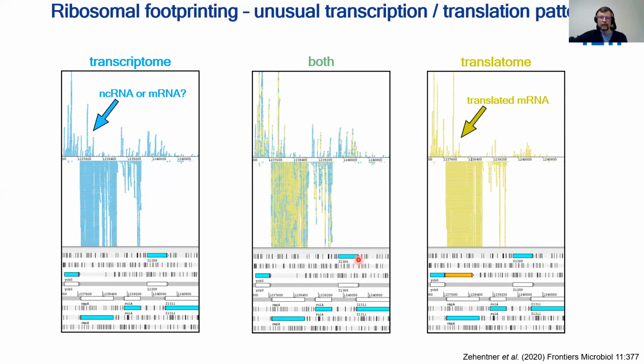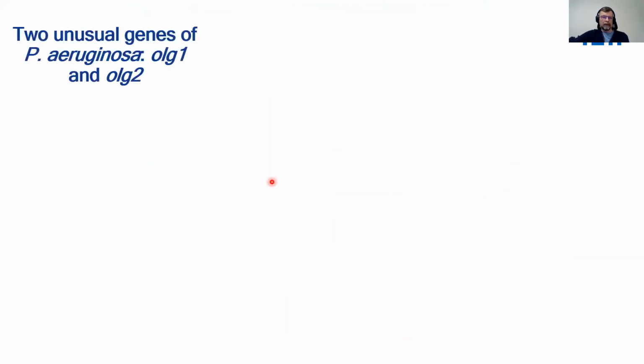And the funny thing about this now with the overlay is that we here have an overlapping gene. So we have an open reading frame, which is highly transcribed and translated, as you can see. But we also have another gene, which is transcribed and translated at the same time. So these are overlapping genes. So in Pseudomonas, we found two of these unusual genes, OLG1 and OLG2. So the names are overlapping gene 1, overlapping gene 2.